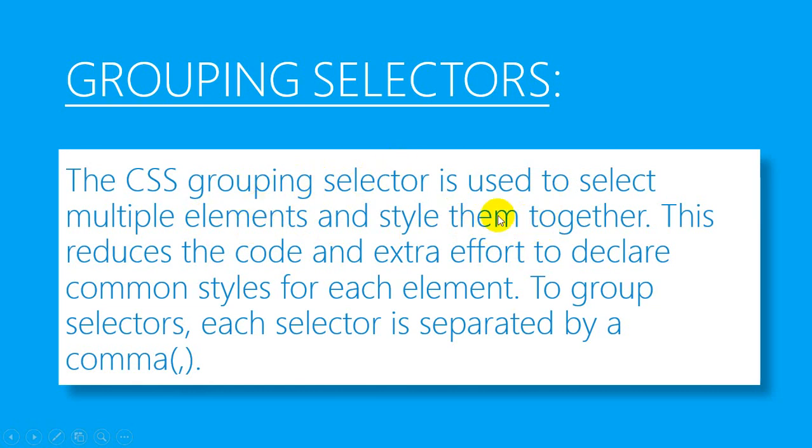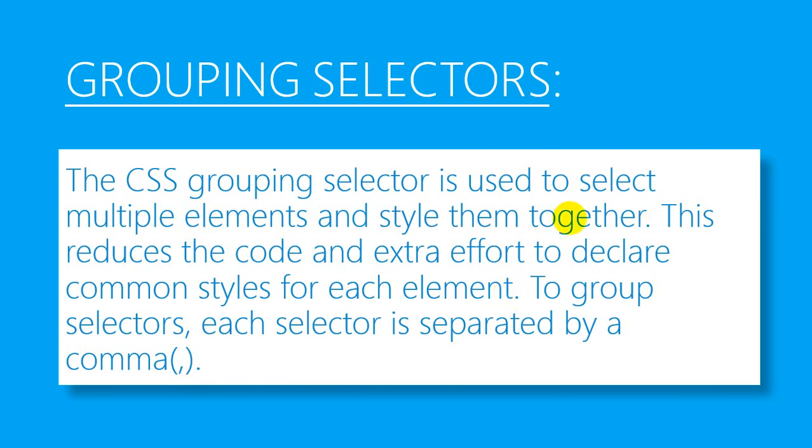Then what is the benefit of doing this? At the starting of this lecture, I told you that it will reduce your time and it will reduce your coding. So this reduces the code and extra effort to declare a common style for each element. Means if you have 10 elements, 5 elements, 100 HTML elements, and you want to perform the same effect, same style, then instead of writing code again and again for individual elements, you can group them and use grouping of selectors to apply the same effect in one code or in one line of code.